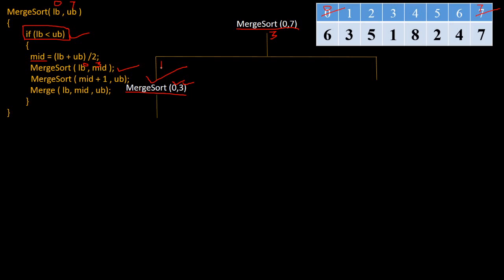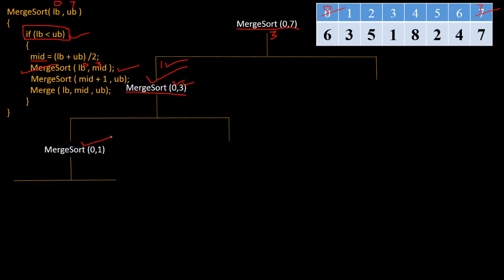So we calculate the mid value and again call the left merge sort for this. One more function call is there. For this the value will be 0 comma mid. What is the new value of mid? The new value of mid is 1. So merge sort 0 comma 1 will be called.